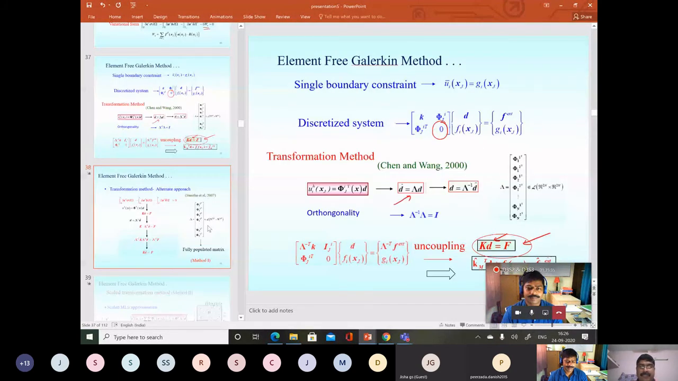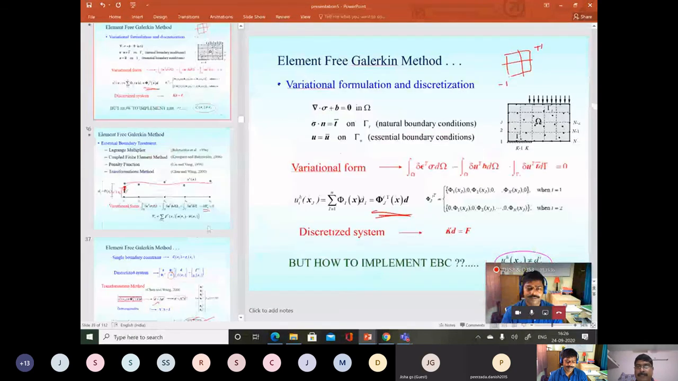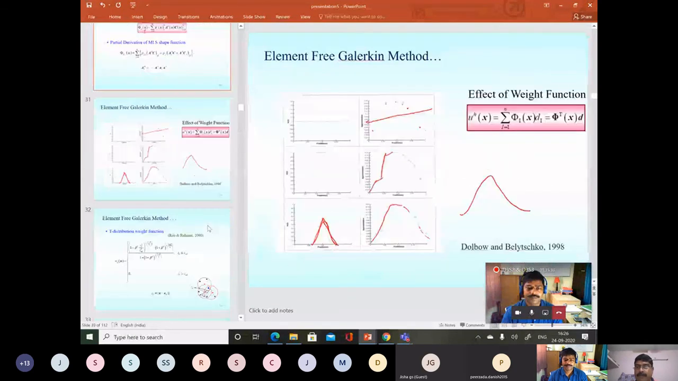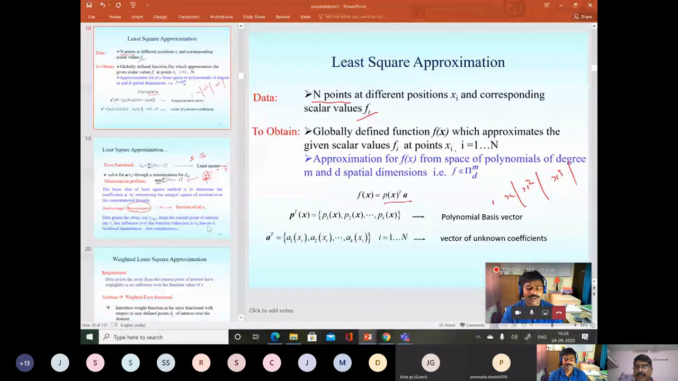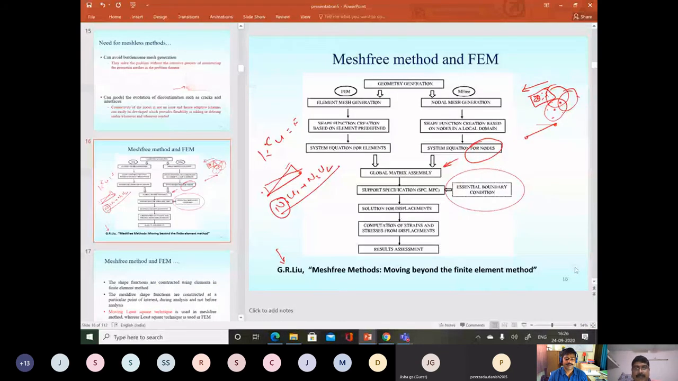And in this slide, Meshfree method is moving beyond finite element method. So this particular book you can read. He has given a comprehensive review of all these techniques. Okay.